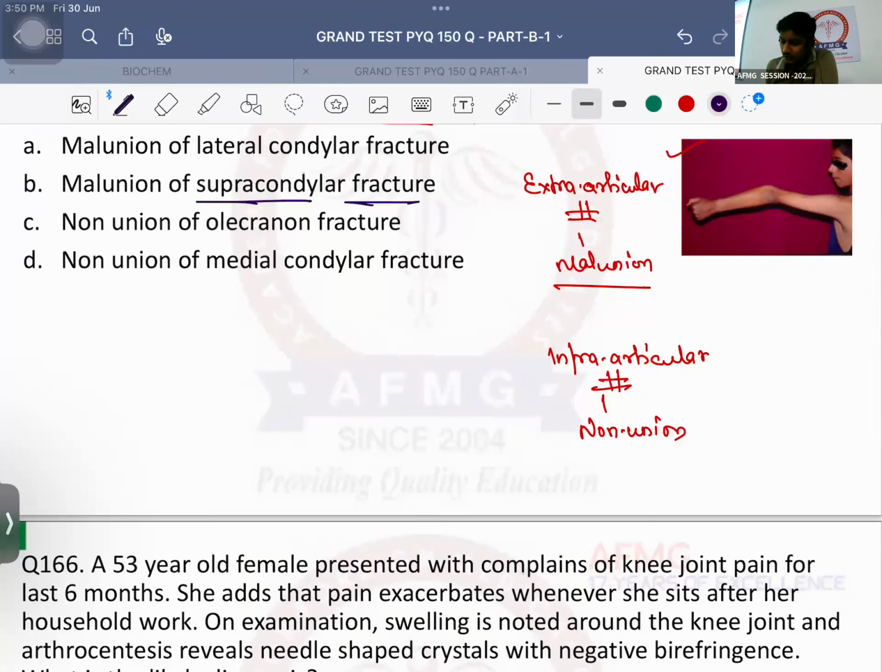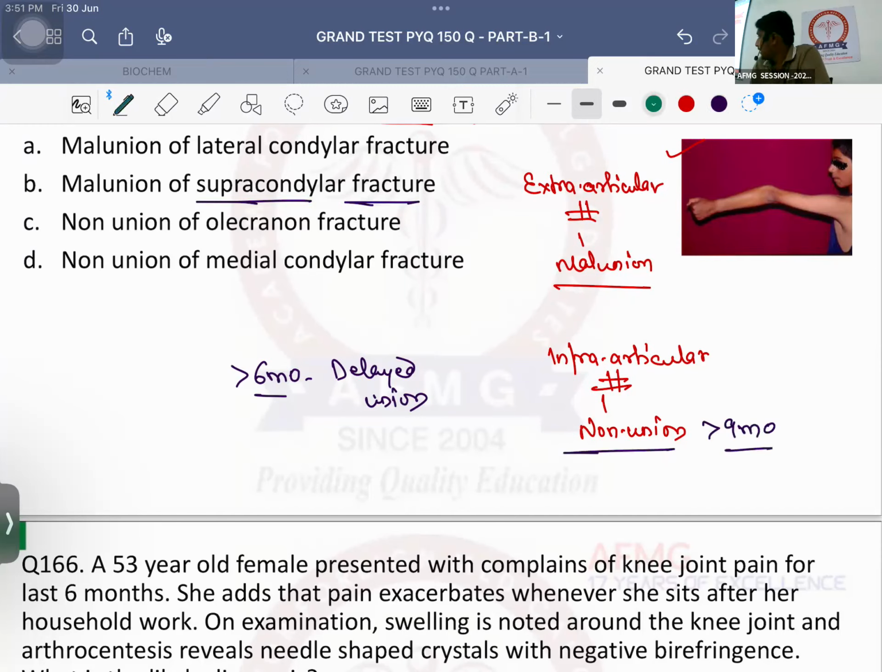But if the callus is not formed for more than 6 months, that is called as delayed union. And if the callus is not formed for more than 9 months, that is called as non-union. Okay, यहाँ तो fracture जुड़ ही नहीं रहा. अगर fracture जुड़ता है but गलत जुड़ जाता है, that is what is called as malunion. And due to malunion, the patient will have deformity.